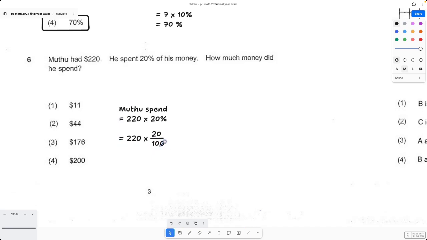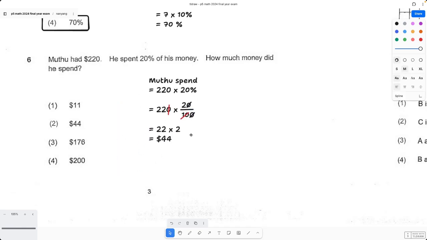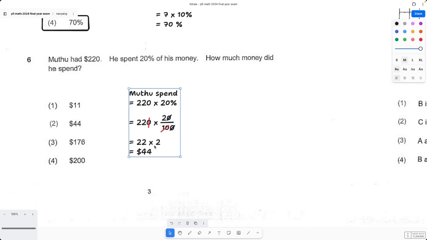So you can cancel the 0 over here, and then you can cancel the 0 over here, and then you can cancel the 10 over here. I'm gonna put it red, and then I'm gonna cancel 0 over here. Okay, so now what will this become? This will then become 22 times 2, which is equal to $44. There you go. So the answer to this is $44. All right, let's move on to the next question.